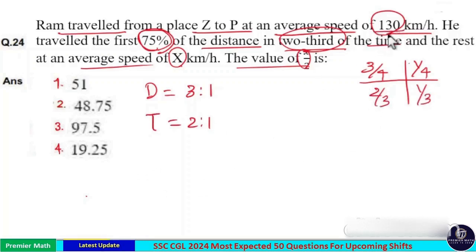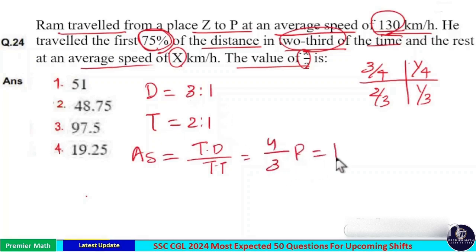Now here average speed is 130 km per hour. Average speed means total distance by total time, which is equal to total distance 4 part and total time 3 part. So 4/3 part is equal to 130 km per hour, means 1 part is equal to 130 into 3, 390 divided by 4 parts. That is 390 by 4 part.